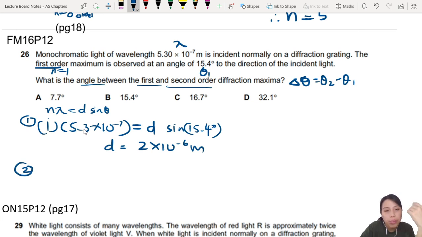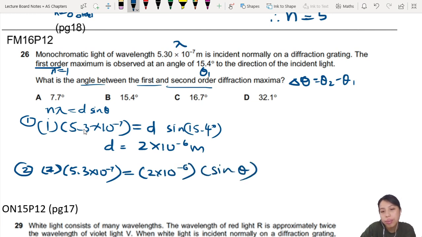The second order. What will be the second order angle? Second order will be 2 lambda, same light so same wavelength, equals, now we know d. d is 2 times 10 to the negative 6, but we don't know the angle, so sine theta 2. Now you need to find your theta. You remember how to do trigo. Make sure your calculator is in degree mode, because the answers are in degrees. You should get 32 degrees for your second order angle.